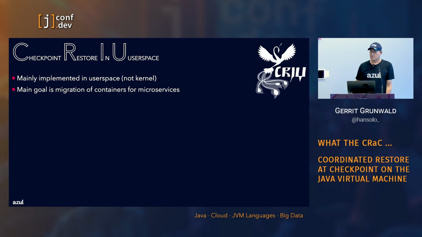Okay, the main goal is migration of containers for microservices, and it depends on the proc file system. And because there are also Linux systems that don't use the proc file system, then CRaC, I'm not sure, but I think it won't work there.